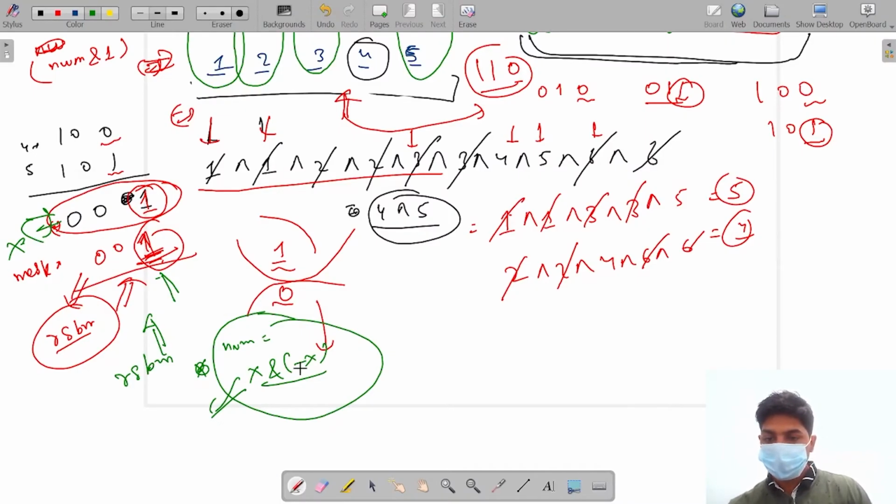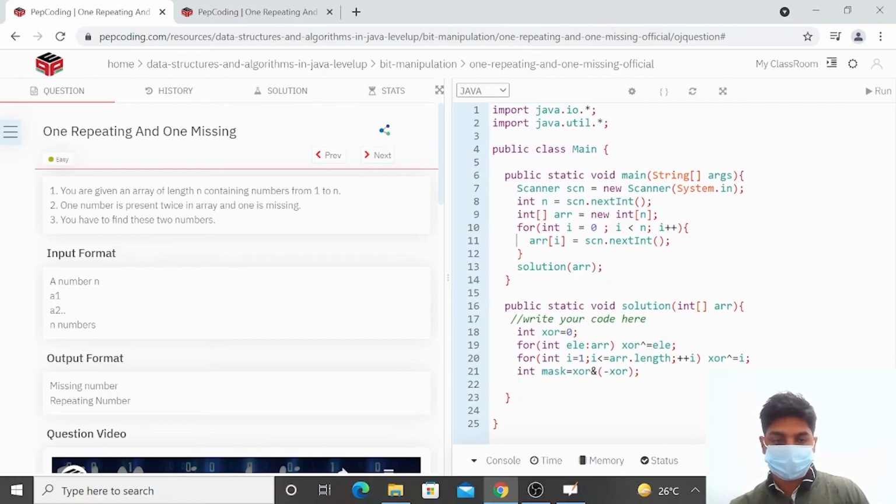So it will be x and minus x. After calculating the mask, we will separate the numbers into two groups. So again we will travel for each integer element in the array. Let's make two variables, integer answer 1 equals 0 and answer 2 equals 0.